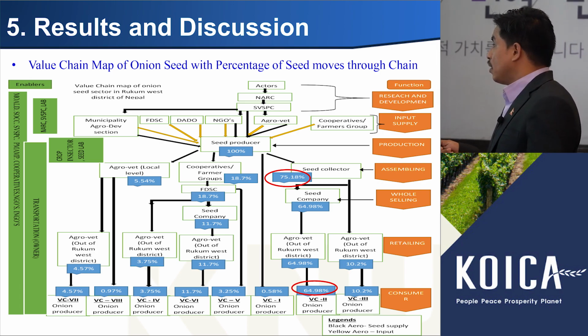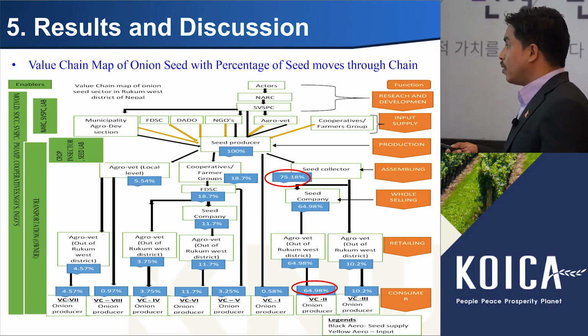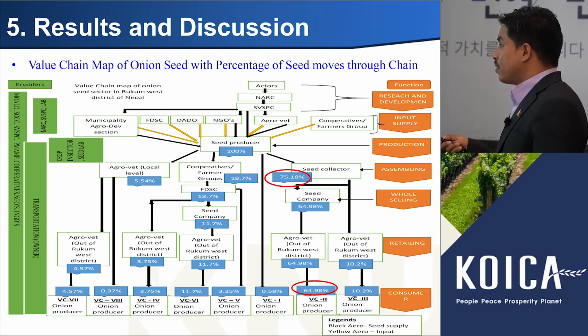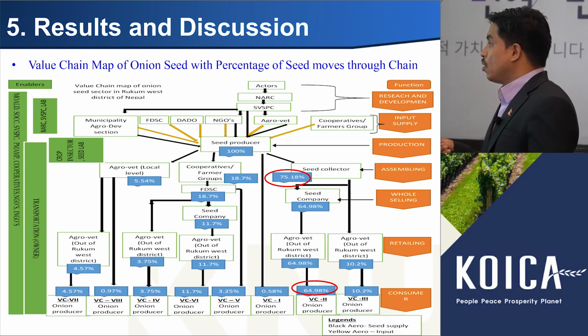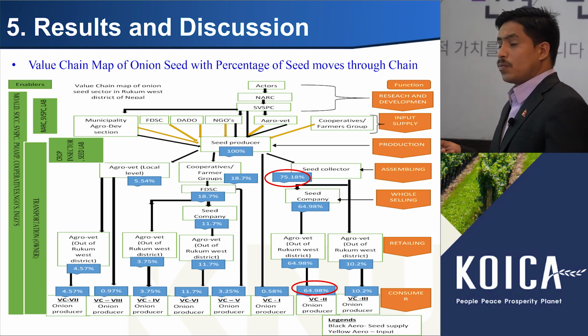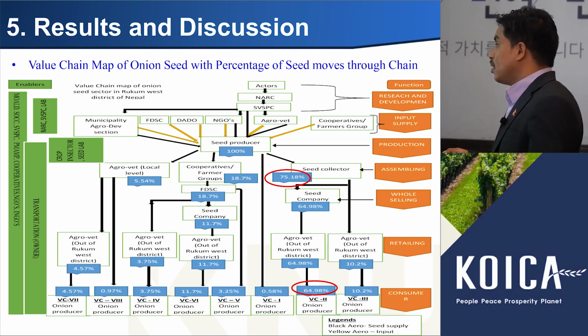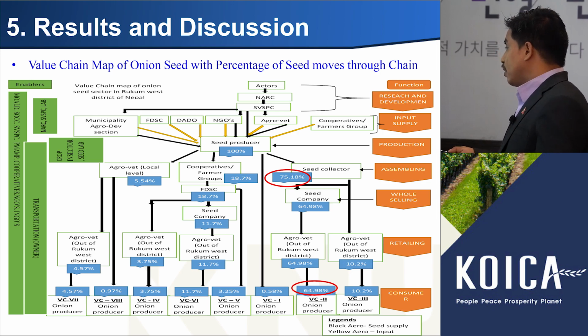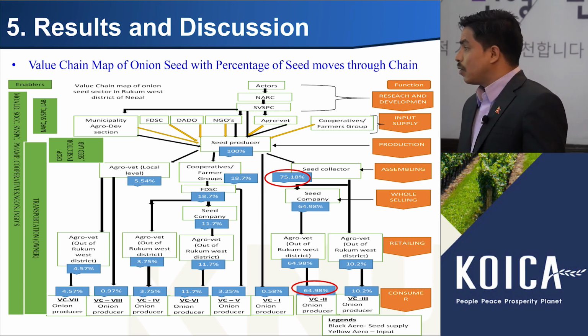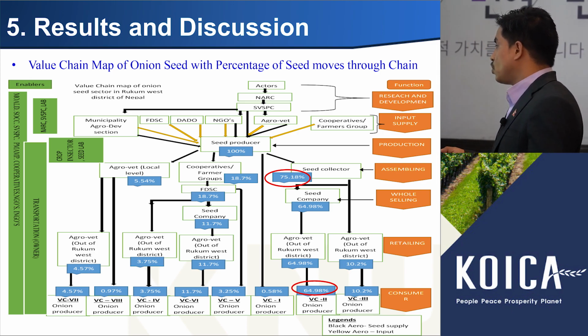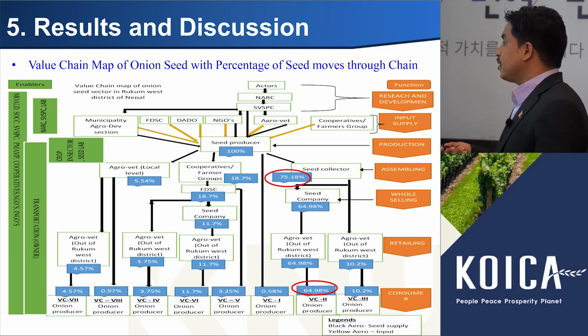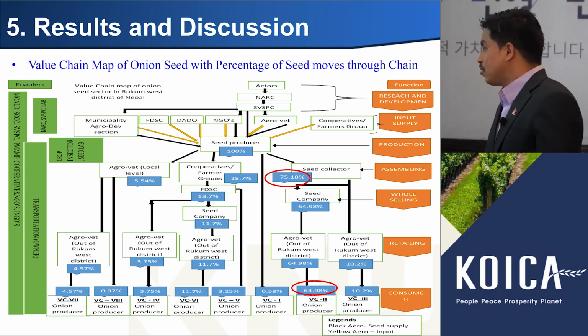And assembling was done at the local level, traders level, and there the local level agrovet, cooperatives of farmer groups, and seed collectors are involved in assembling. The seed company is involved in wholesaling, and national level seed farms are also involved in wholesaling. And many out-of-district agrovets are involved in retailing activities. And finally the consumer. Here we can see the highest volume was supplied through value chain second.